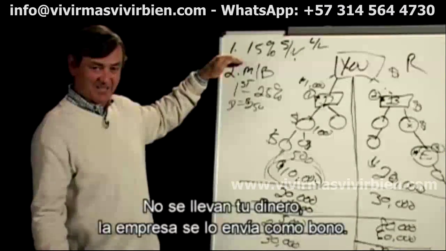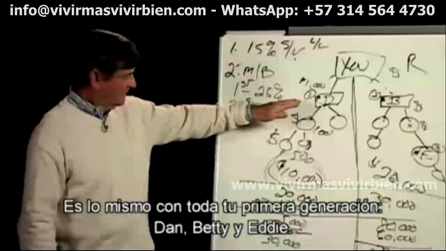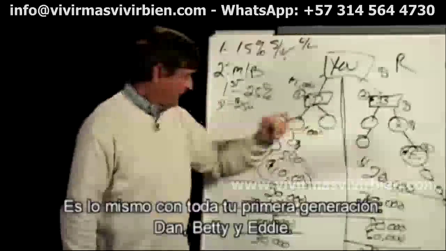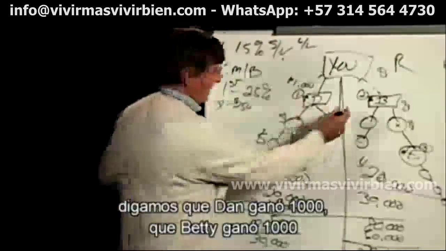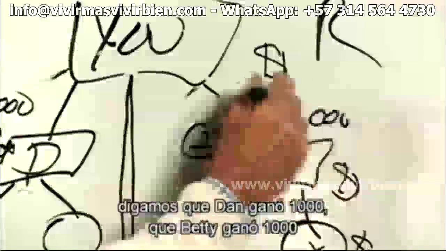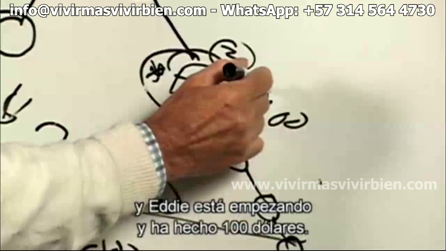They don't take your money. The company sends that as a bonus. Same thing. First generation, Dan, Betty, and Eddie, whatever they earn, and let's do the math. Let's say that Dan earned $1,000. Let's say that Betty earned $1,000. And let's say that Eddie's just getting started, made $100.